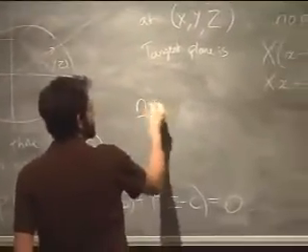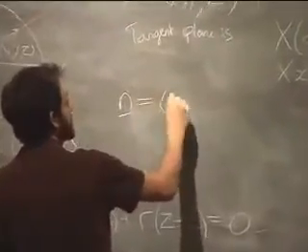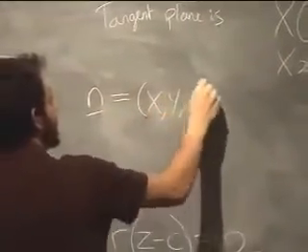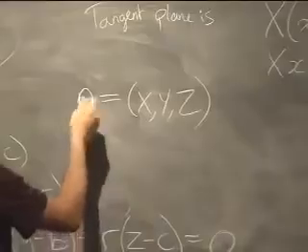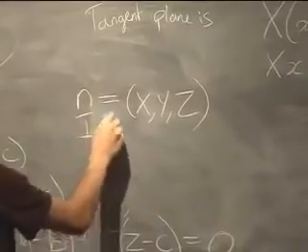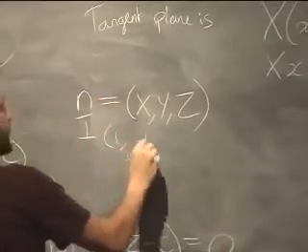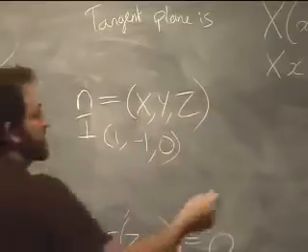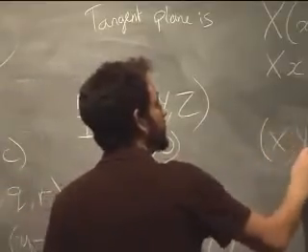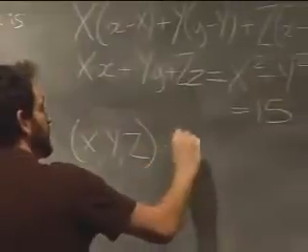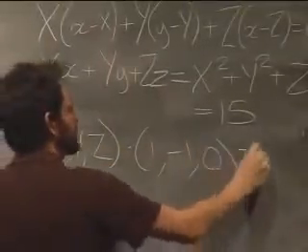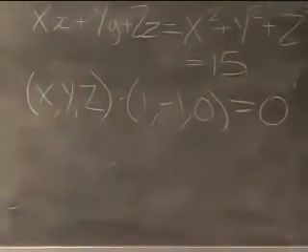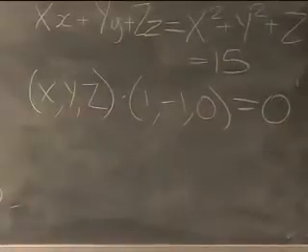We've seen our normal, which is not necessarily a unit normal, which is (x, y, z). And we've seen this is perpendicular to (1, -1, 0). So we also know that (x, y, z) dot (1, -1, 0) is 0. If the two vectors are perpendicular, the dot product is 0.